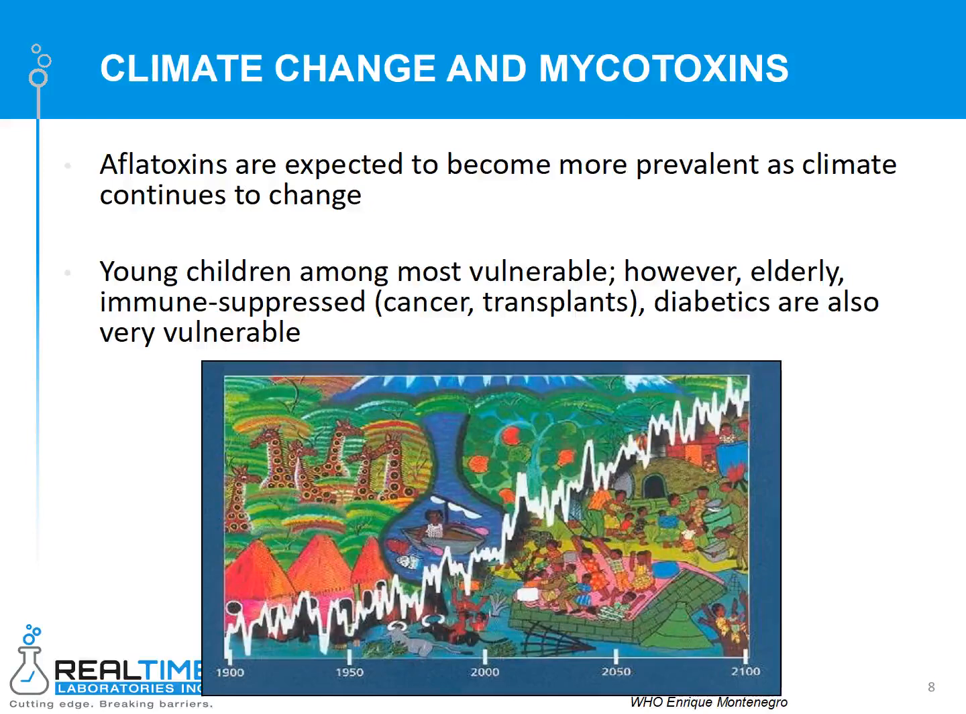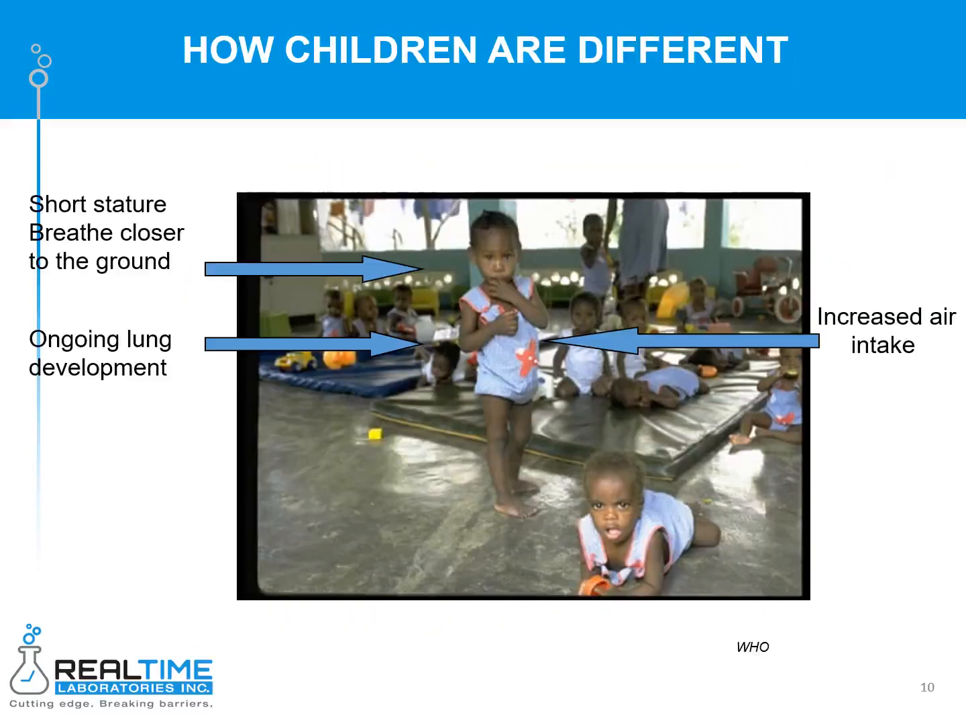However, the elderly, immune-suppressed, cancer or transplant patients, and diabetics are also very vulnerable. The children are very, very vulnerable because they're different. They have a short stature, they breathe closer to the ground, they have ongoing lung development, and they have increased air intake because they run around all the time.